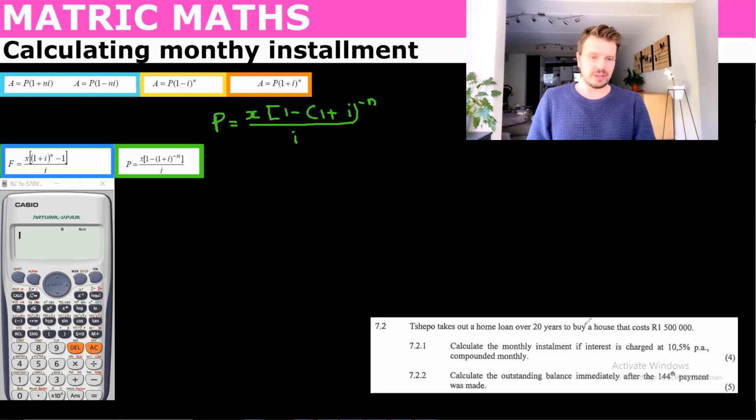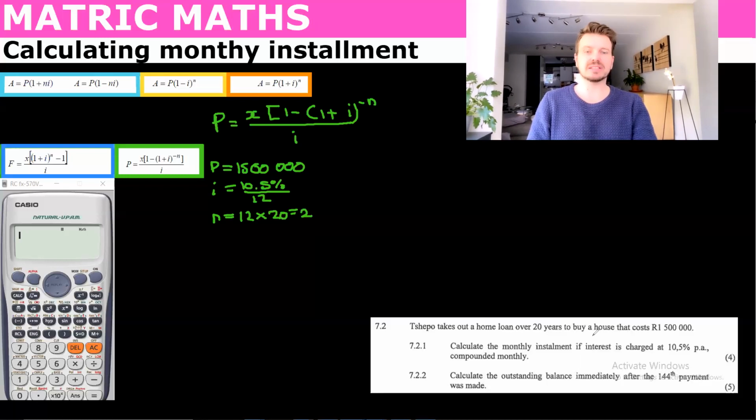Now let's look at what we've got. P is 1.5 million. The I is 10.5% over 12 because it's 12 months. And then our N is equal to 240 months because it's 20 years and each year is 12 months. So then we're going to just simply plug that into the formula.